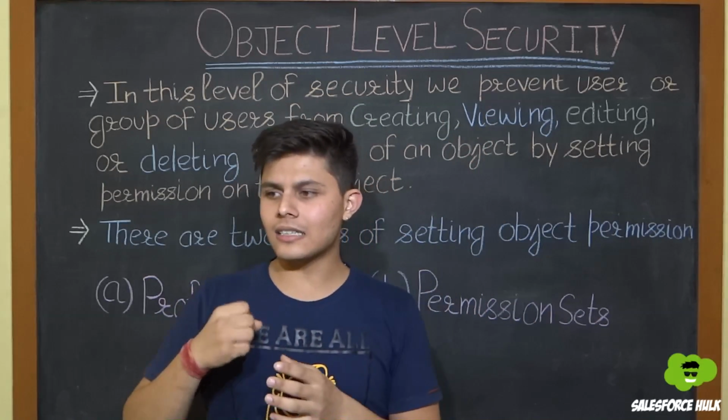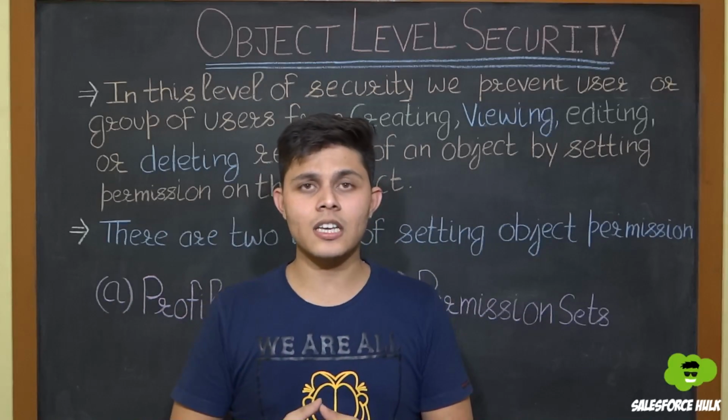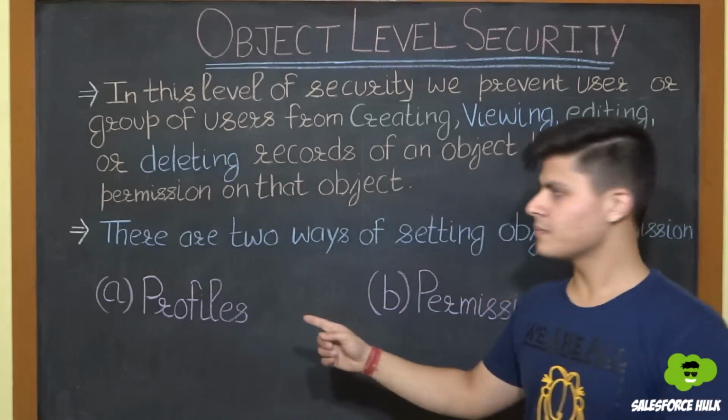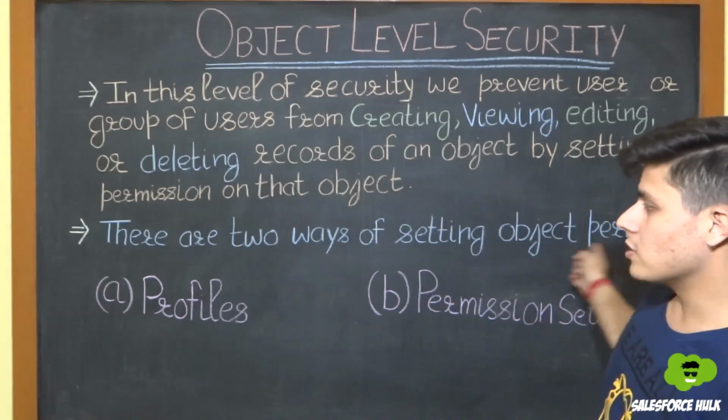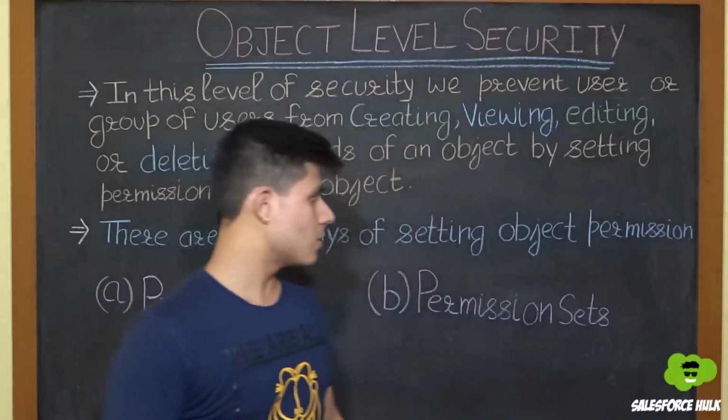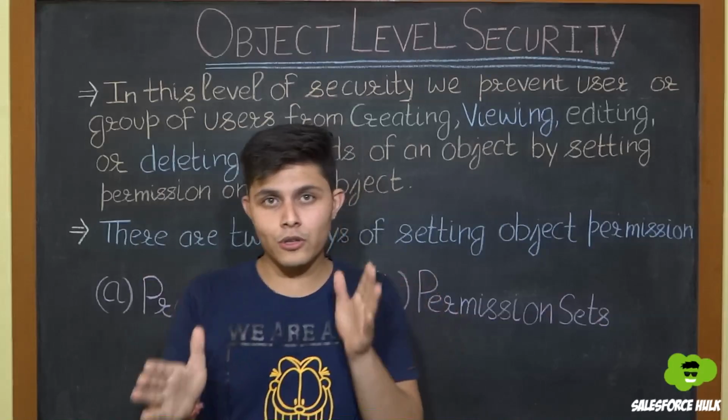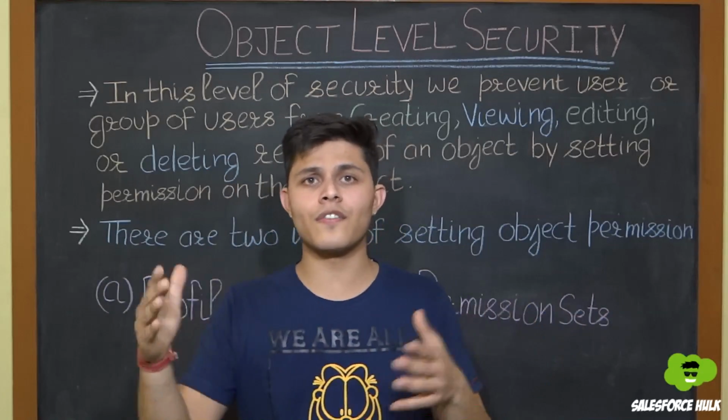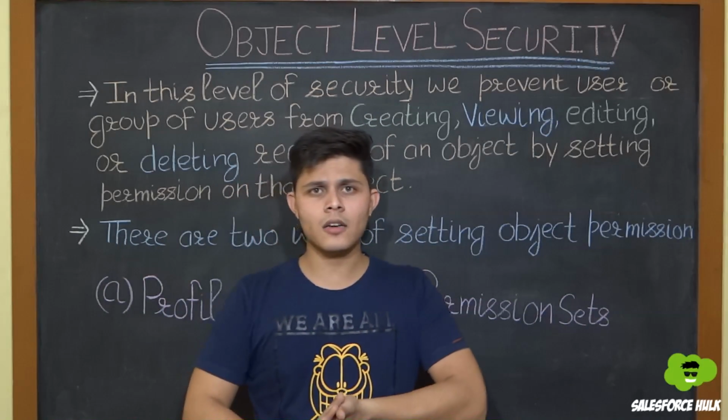And to assign or create object level security, we have two things. Let's see what they are. There are two ways of setting object permissions. One is profiles and another one is permission sets. Using both of these, we can assign object level permissions to different users. So let's see what they are one by one.